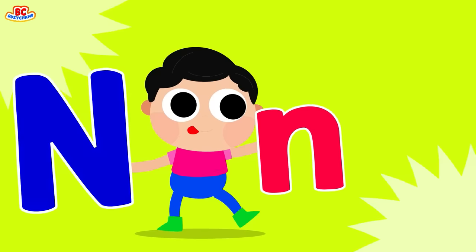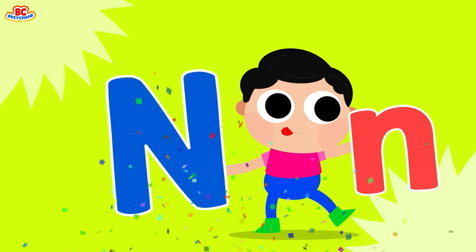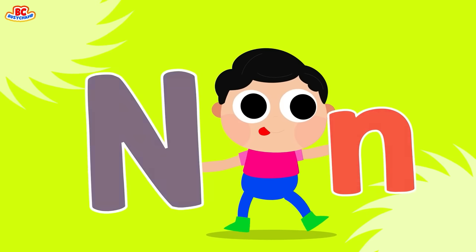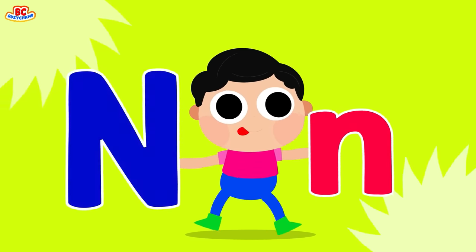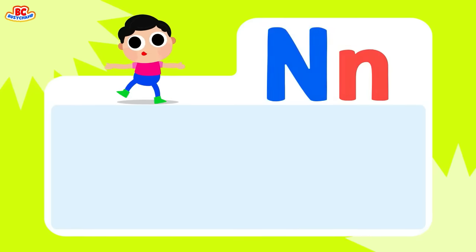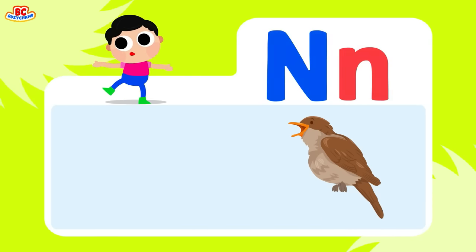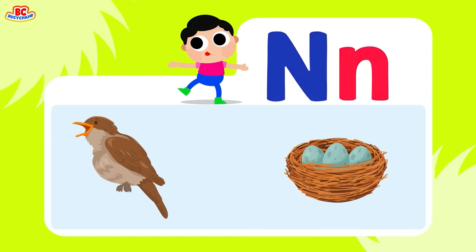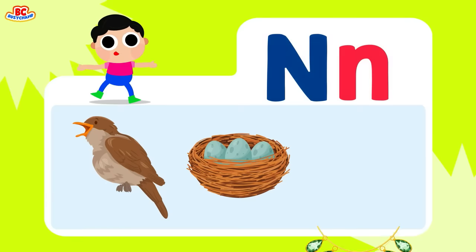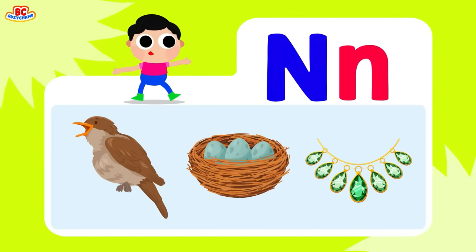Which alphabet can you see in my hands? I have the letter N in my right hand and it sounds N in my left hand. And there are so many words that begin with letter N. N called nightingale. N, N, nightingale. N called nest. N, N, nest. N called necklace. N, N, necklace.